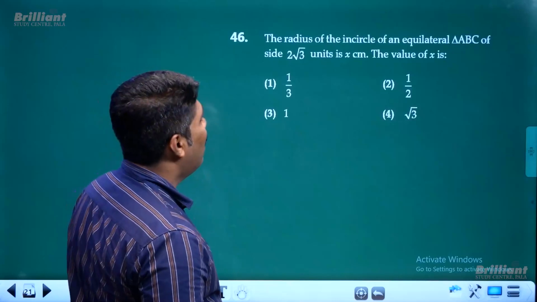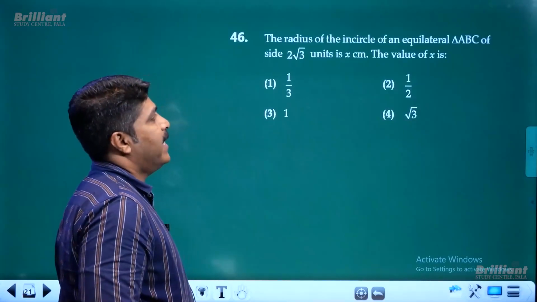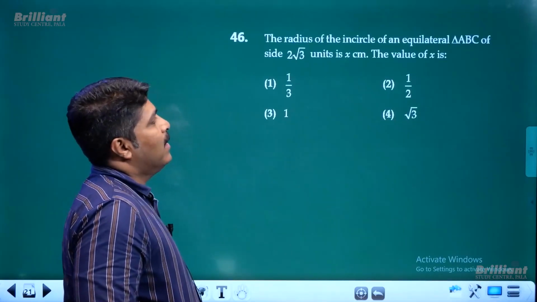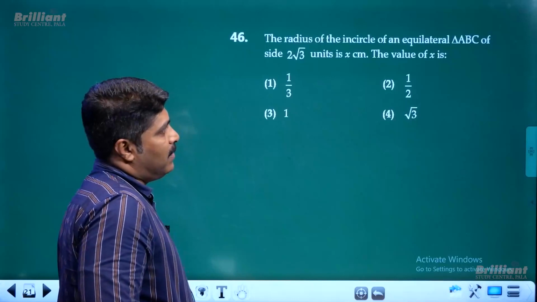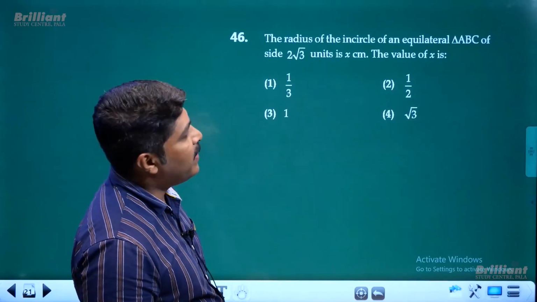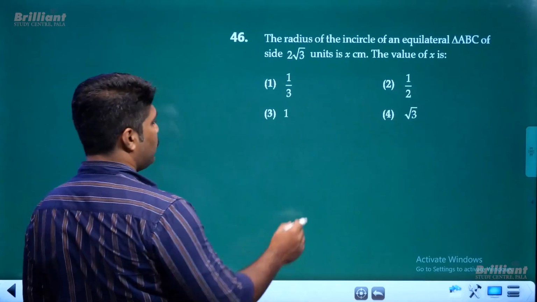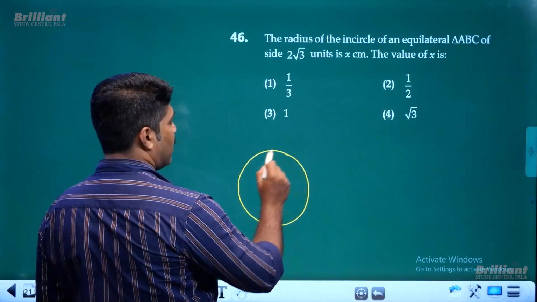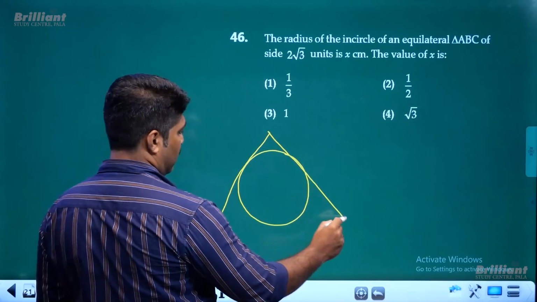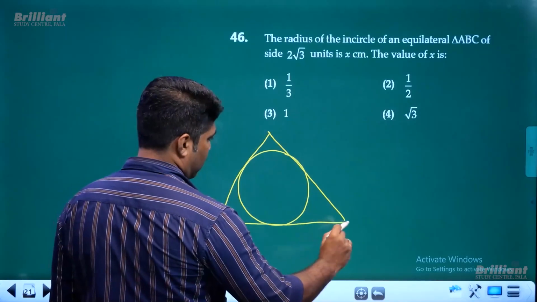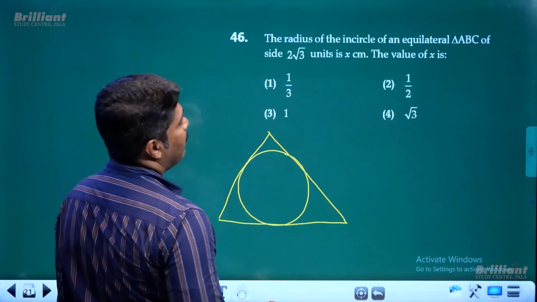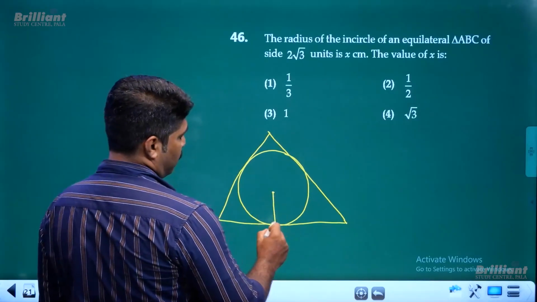The radius of the incircle of an equilateral triangle ABC of side 2 root 3 units is x centimeter. The value of x? Here, the radius of the incircle of an equilateral triangle. So here we have to draw a circle, and its triangle also we can construct like this. Good.